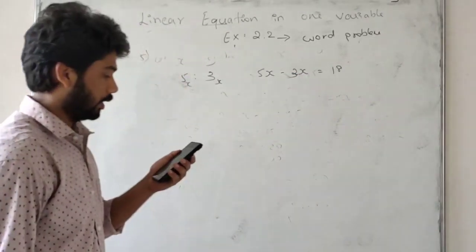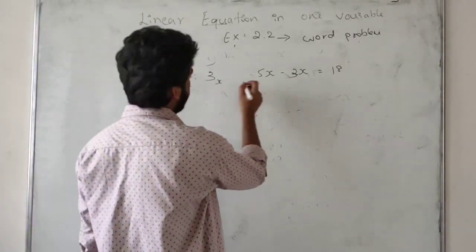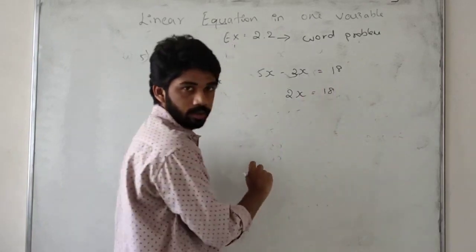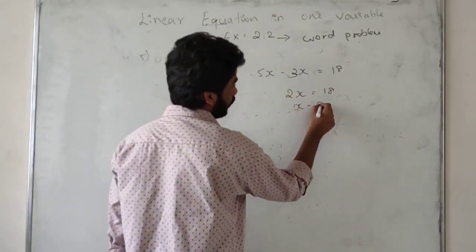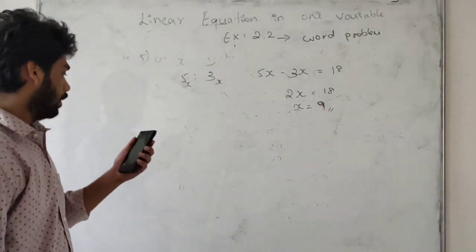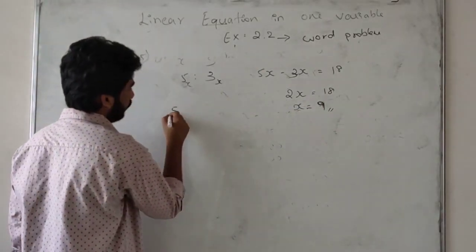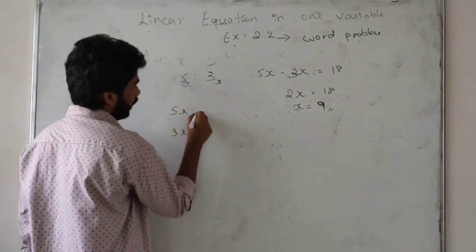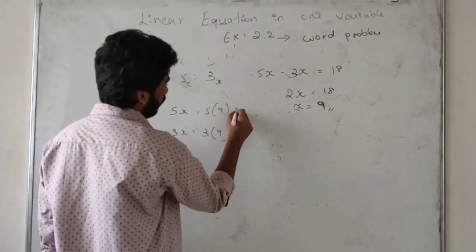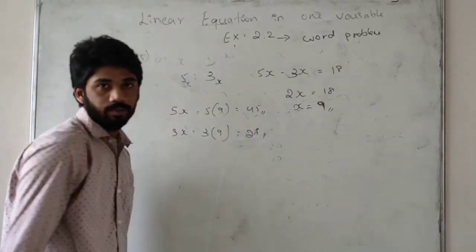5x minus 3x is equal to 2x. So what are the numbers? 2x is 18, so x is equal to 9. We get the x value as 9. So we must find the numbers. Since x is 9, we multiply: 5x and 3x. 5 nines are 45, and 3 nines are 27. These are the numbers we will get.